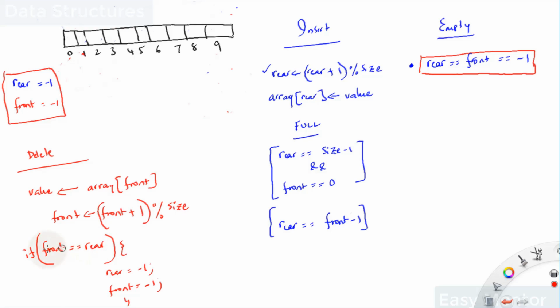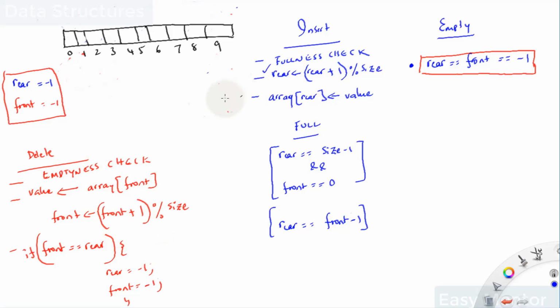And before we even do that, we check if the front and rear are equal, in which case we set the rear and front to point to values of minus 1, so we can discover an empty queue when one tries to delete. So you have your emptiness check being performed here. Here you're performing your fullness check in insert, even before you go ahead and perform your rear arithmetic and insert in the array.